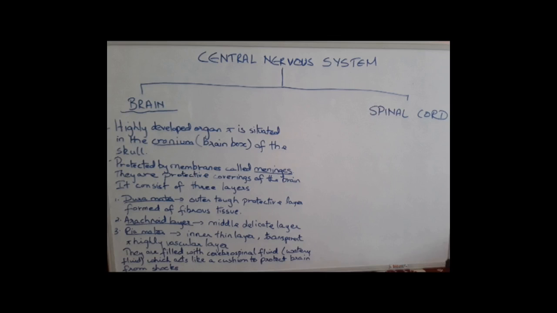In the spaces between these three layers, there is a presence of watery fluid. It is also present in the brain cavities. Its main function is to protect the brain from different kinds of shocks. It acts as a cushion for the brain also.